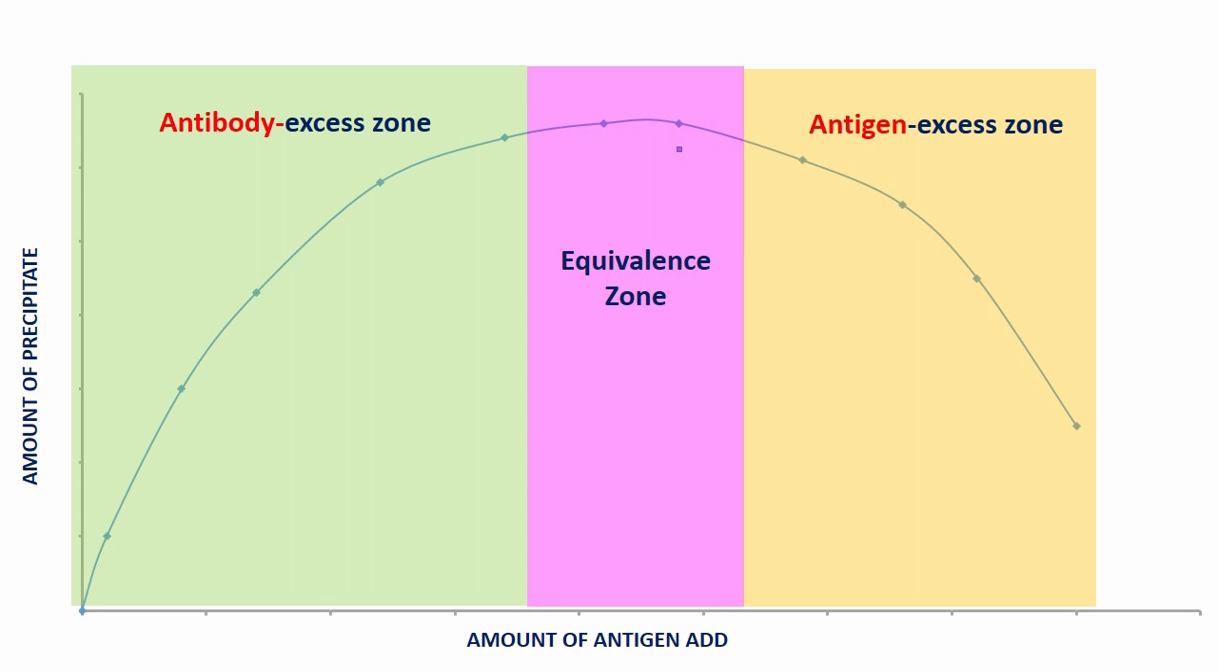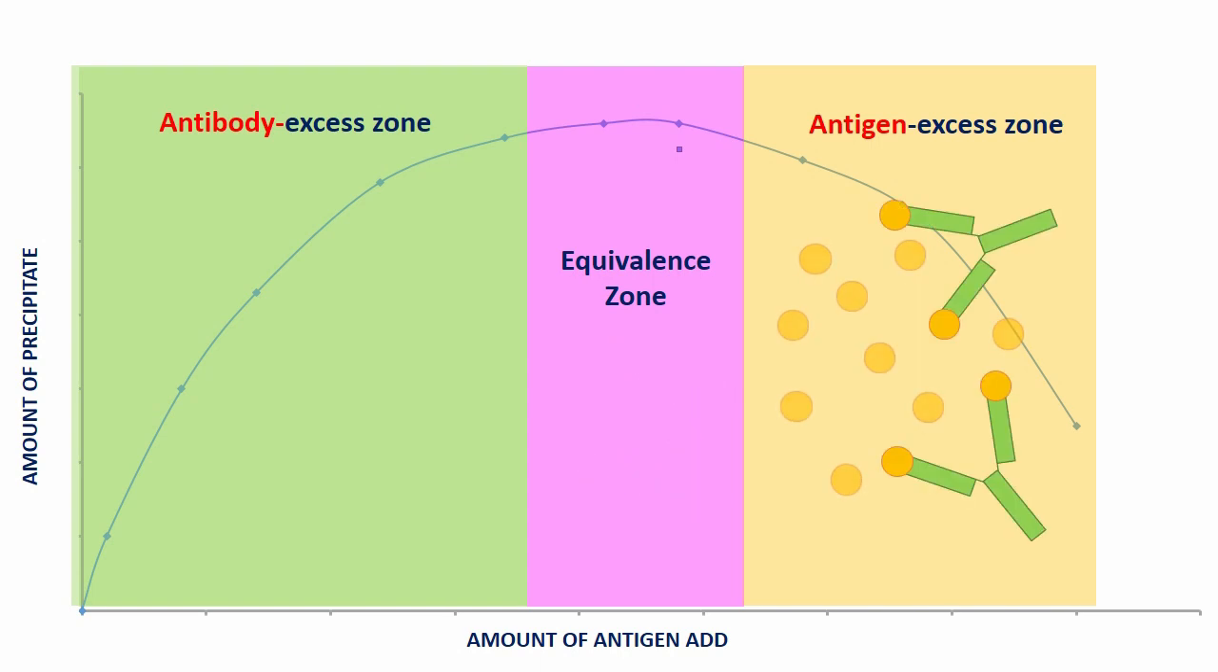Okay, now see, the equivalence zone is over. That means the 2 tubes which are in the equivalence zone contain a suitable amount of antigens to form an equivalence between antibodies and the antigens. If we add more antigens than the suitable amount, there may be an excess of antigens. Due to that reason, tubes 8 to 11 indicate the antigen excess zone.